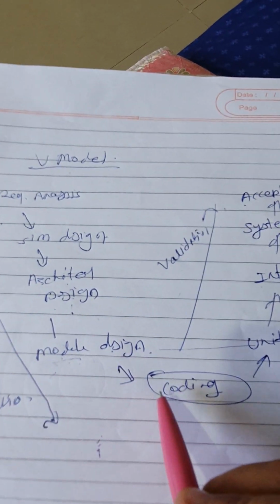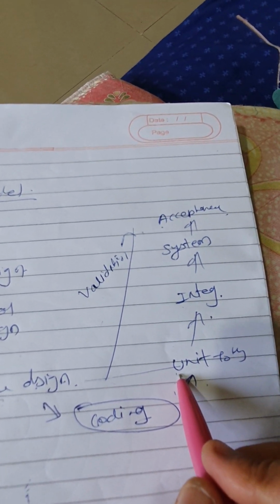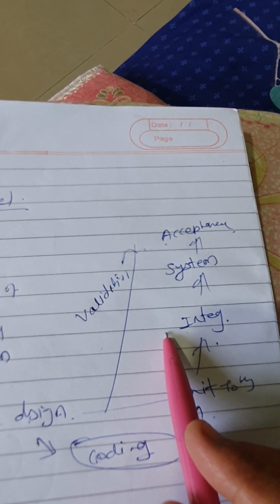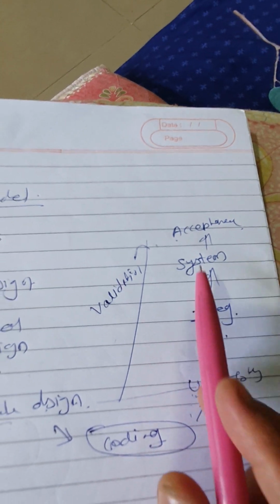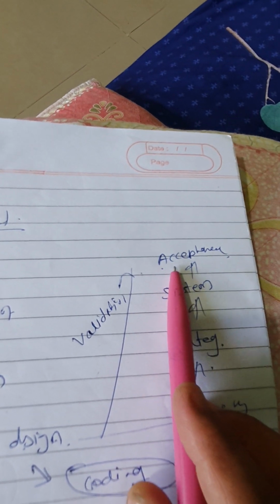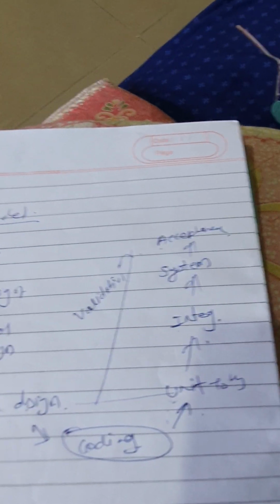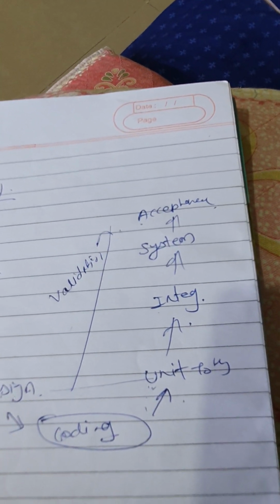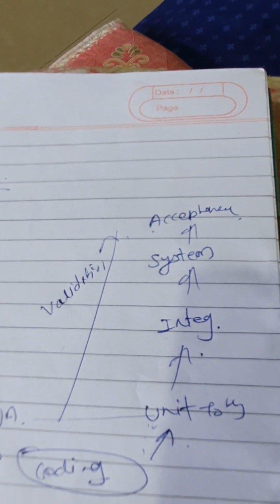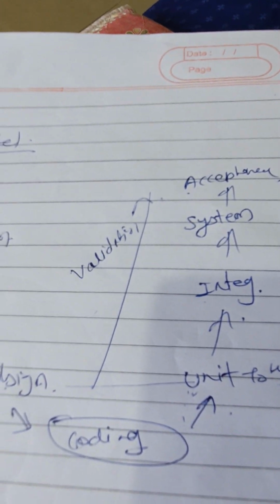So, verification, coding and validation. Unit testing means testing performed on a single part or single unit of your software. Integration testing means testing performed on a set of multiple components. System testing means testing performed on the overall system. And acceptance testing means testing performed on the software before you launch it into the market, to check its acceptance. So in short, these are the phases of the V model.